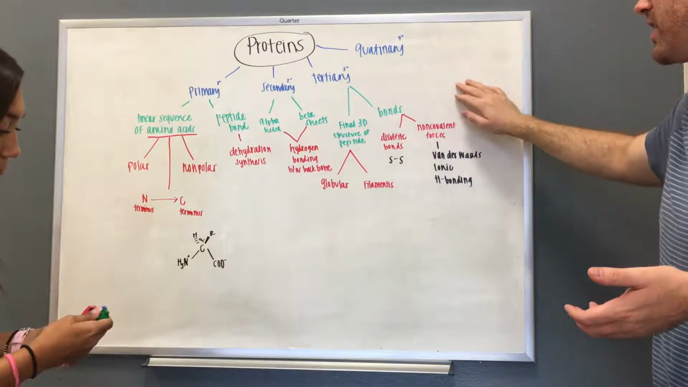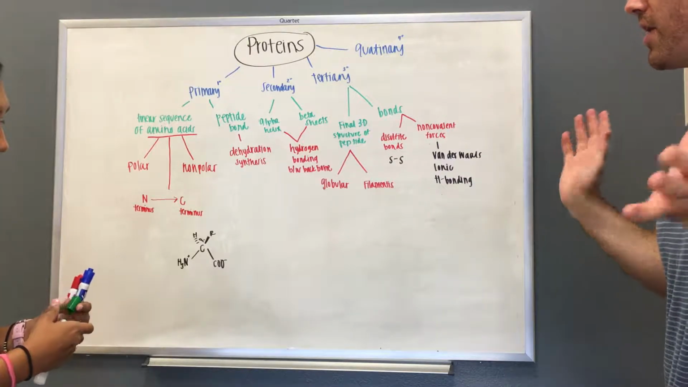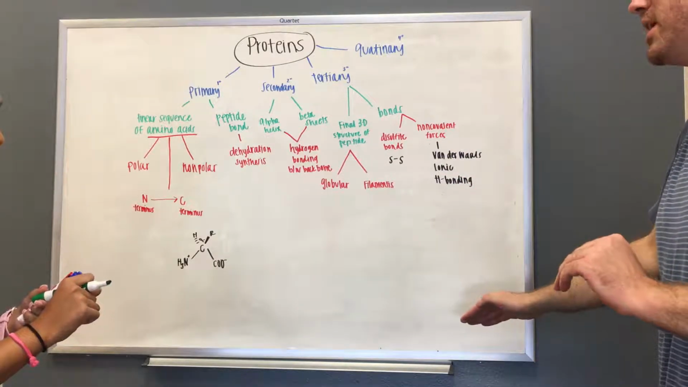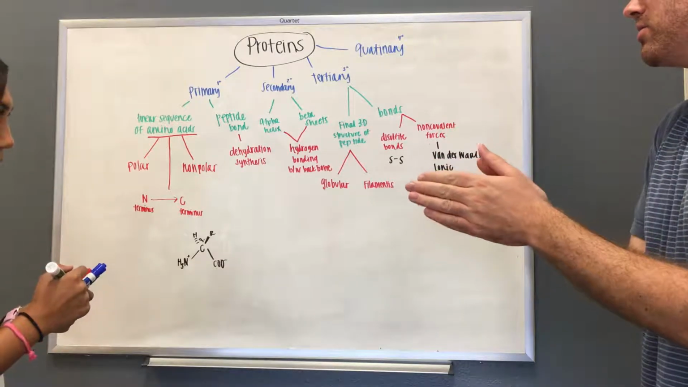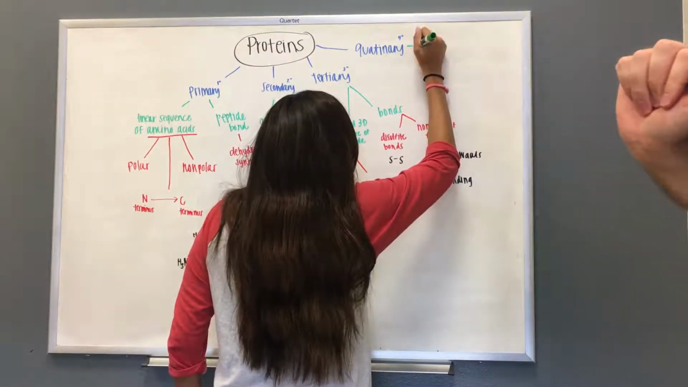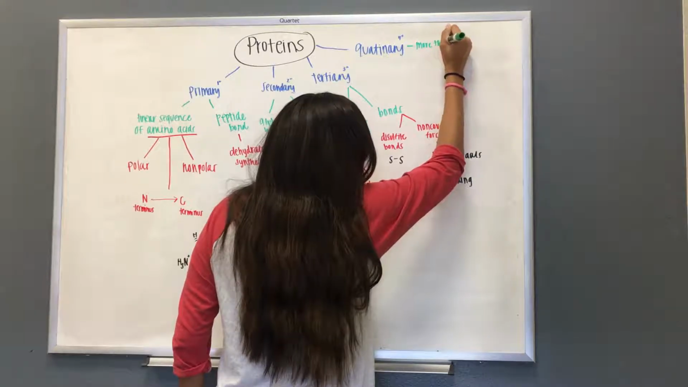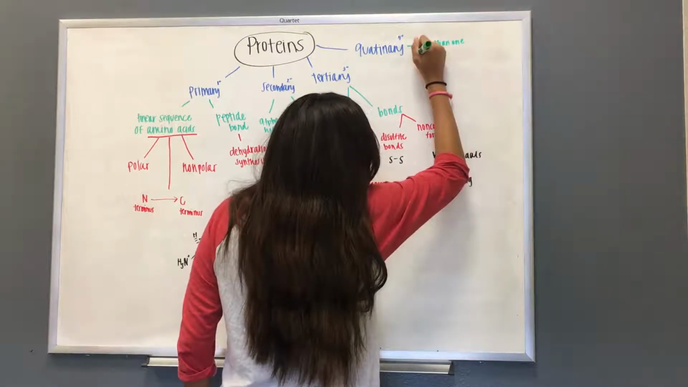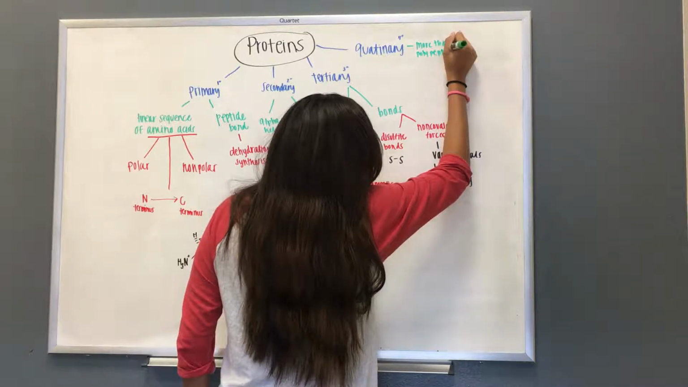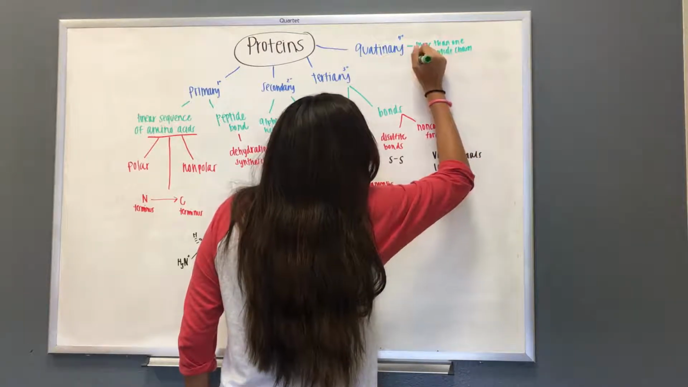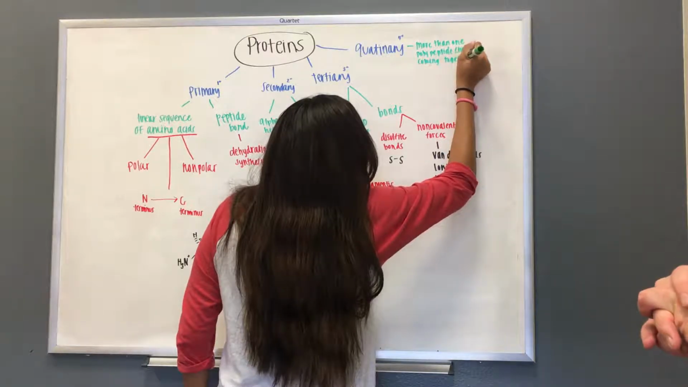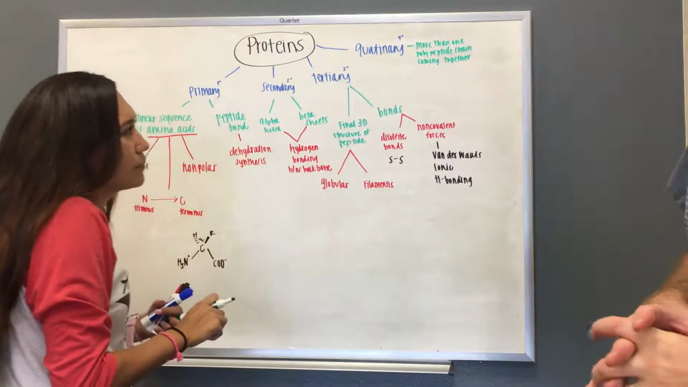Quaternary, like I said, is an arbitrary man-made classification system, so it depends on who you ask. Quaternary level protein structure is where you have more than one polypeptide chain coming together to form a protein. So just write more than one polypeptide chain. Okay, good.